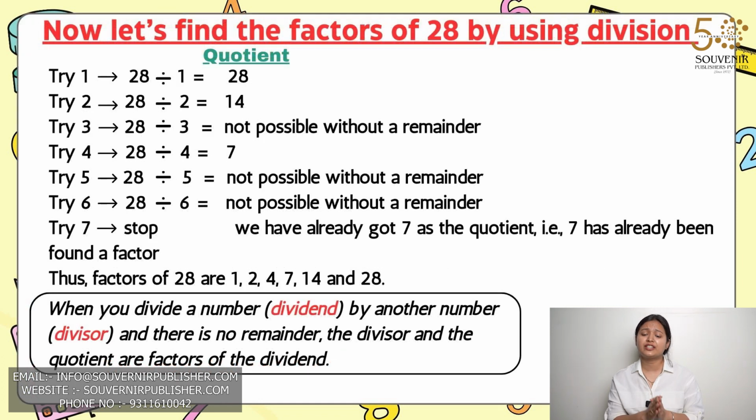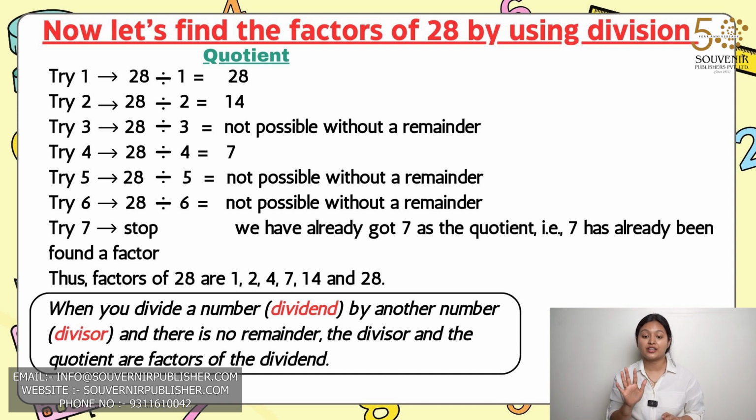Now, let's find the factors of 28 by using division. Try 1. 28 divided by 1 will give you 28 as quotient. Try 2. 28 divided by 2 will give you 14 as a quotient. Try 3. 28 divided by 3 is not possible without a remainder. Now try 4. 28 divided by 4 will give you 7.